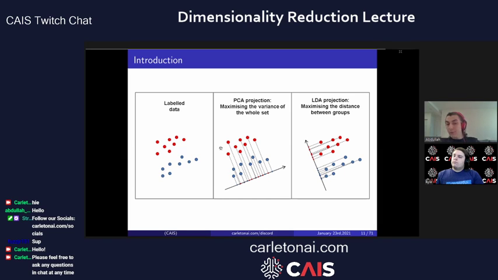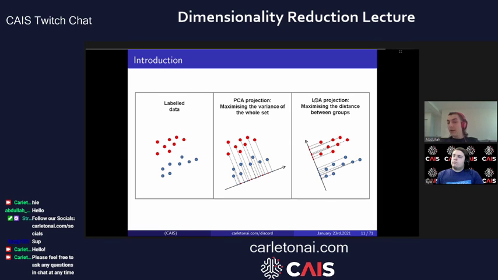But as you can see, if we project the entire data on this one axis, these red classes and blue classes would be significantly overlapping. So we preserve the information in terms of the variance of the data. However, it is very hard to classify the samples now.